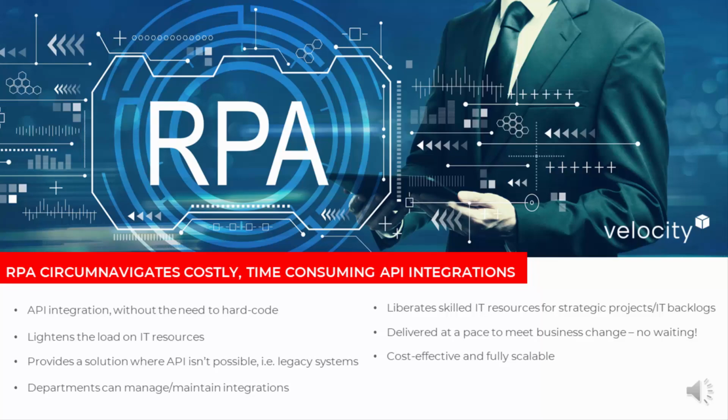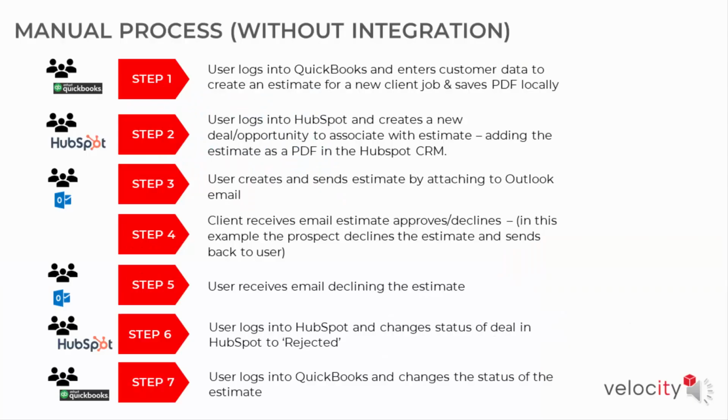that proposal. So just talking you through the manual process to start with, essentially the way that they were doing it before we put RPA in place was that the user had to log into QuickBooks, entering the customer data to create an estimate for a new client job, and then they save that PDF locally. They then log into HubSpot, which was their CRM system of choice, and create a new deal or an opportunity to associate with the estimate.